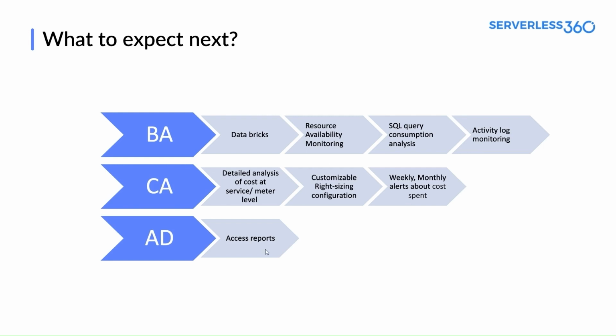Lastly, in Azure Documenter, we have the access report, where we already have a user access report which gives details about the users who got access at different resource group, resource or subscription level. Now we are extending it to Active Directory groups, service principals and managed identities. So with this report, the entire access for a subscription can be easily viewed. So that's it with the updates of what's coming up next within Serverless 360.